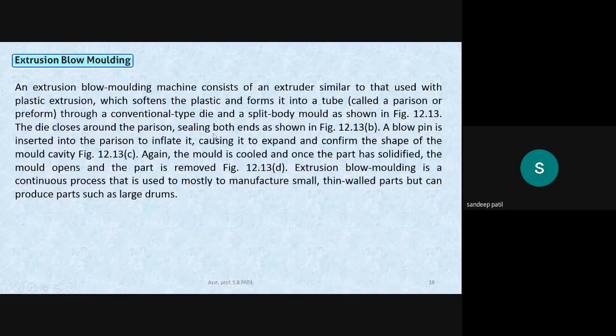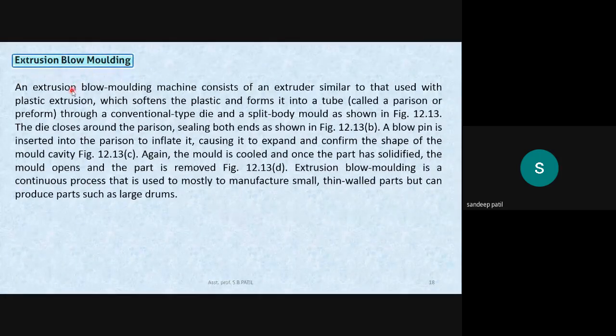So here let us see the extrusion blow molding. I think we have seen this video. The first video we saw for blow molding is nothing but the extrusion blow molding. We know that in the extrusion process, three sections are there: the feed section, compression section, and the metering section. So the same extrusion process applies here.